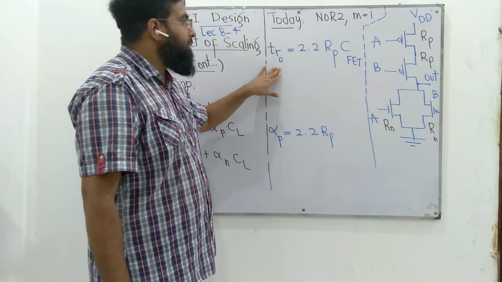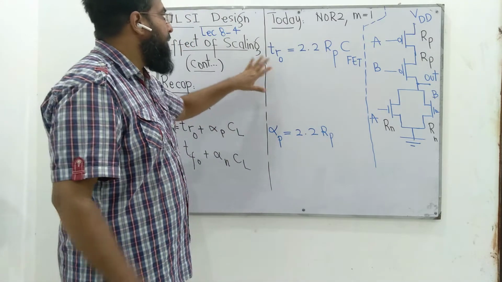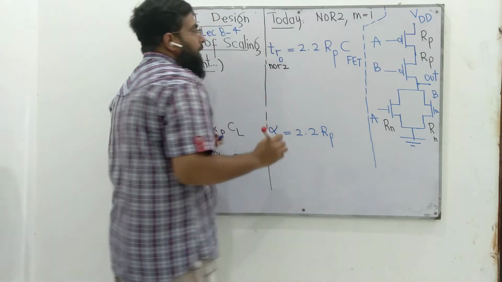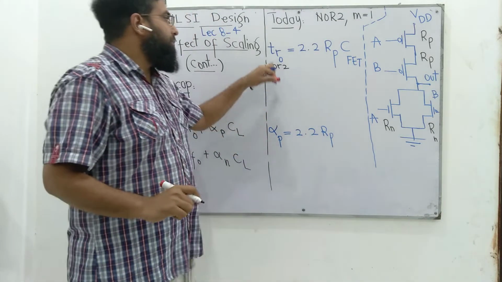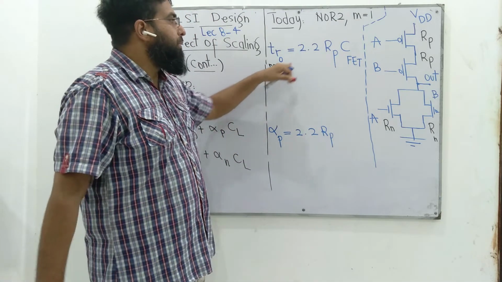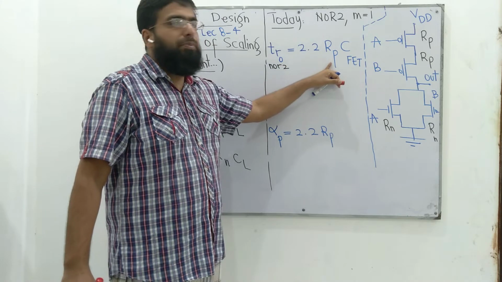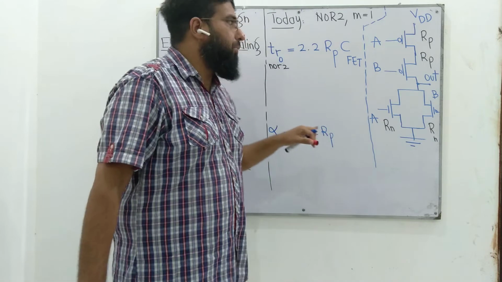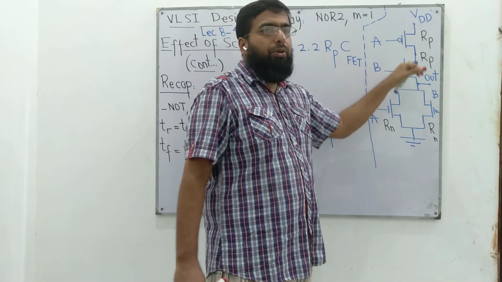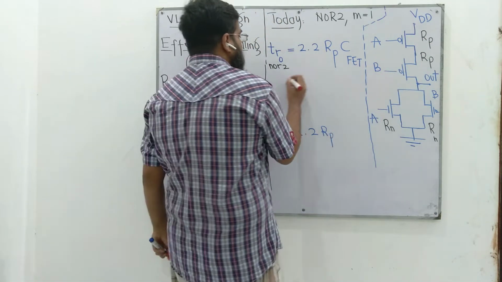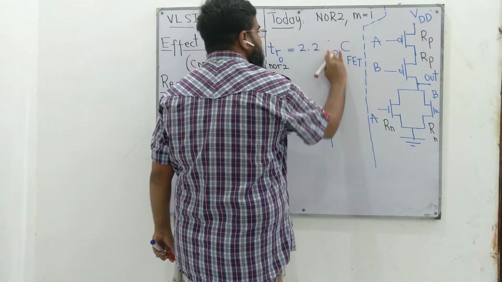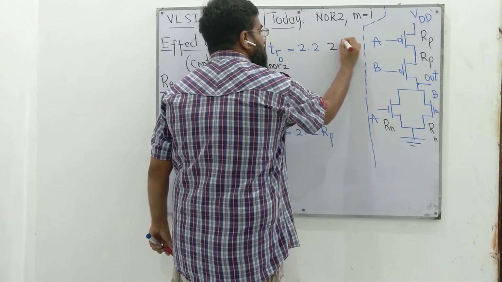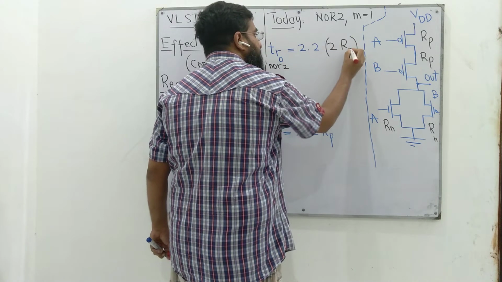So to convert this expression into the TR0 for NOR2, I'm writing M equal to 1 here. So for M equal to 1 NOR2, this 2.2 is unchanged. What about Rp? This Rp turns into 2Rp, because in order to turn this chain on, both Rps have to be on. So this would be represented as 2 times Rp.